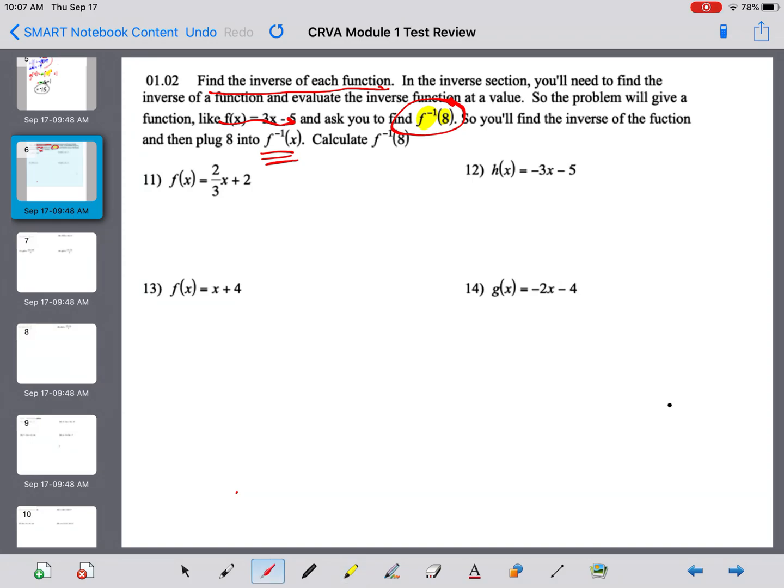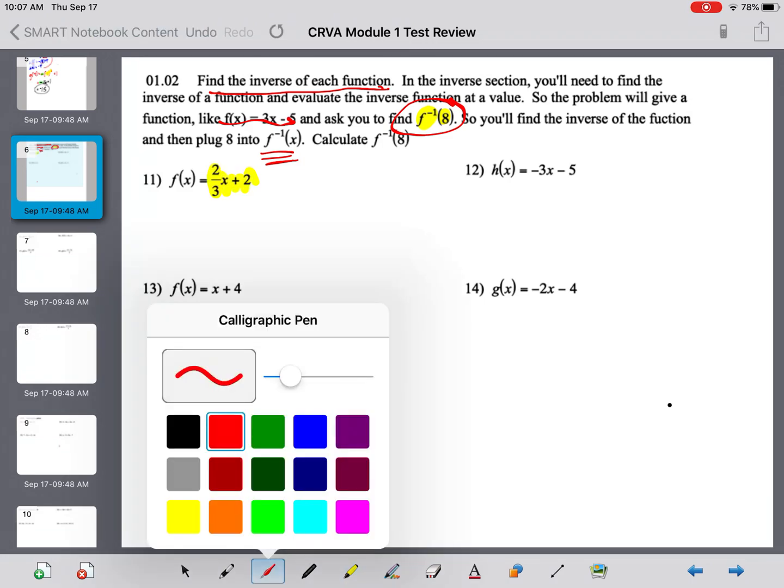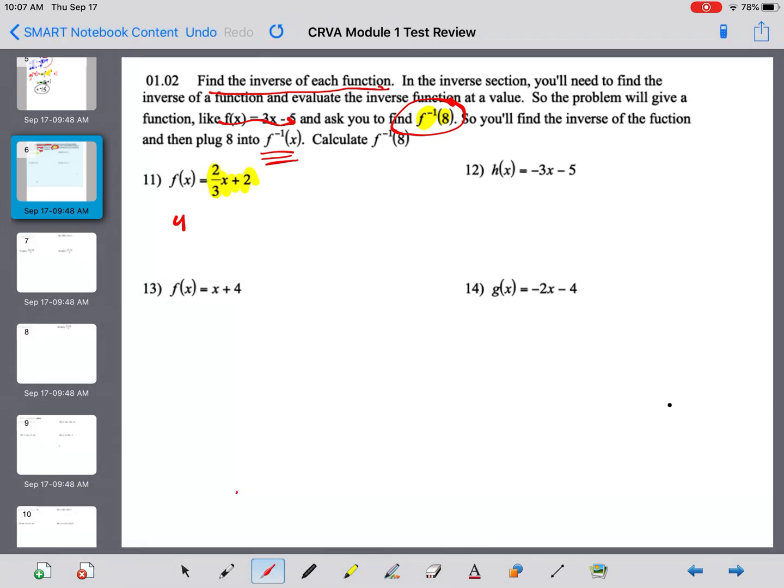So let's find the inverse of this initial function. Remember we could rewrite this equation as y equals 2/3 x plus 2. I did not start the inverse process. F of x means y. So now let's try to go and get the inverse.